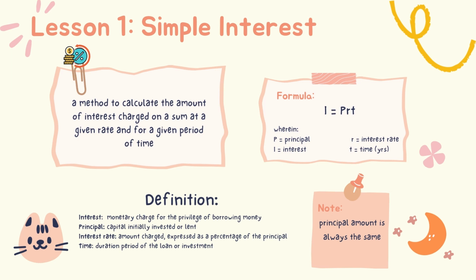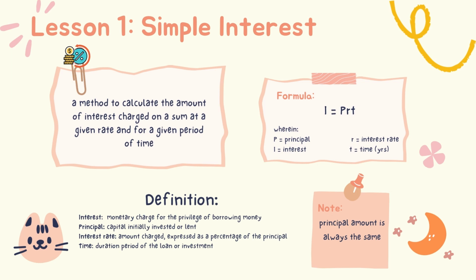And the formula here is interest, or I, equals PRT. Okay? So you have to familiarize or memorize this formula. So I equals PRT, wherein P is equal to principal, I is again the interest, R is the interest rate, the percentage, T is the time. Please remember, the time should always be in years. So, it is not in months.